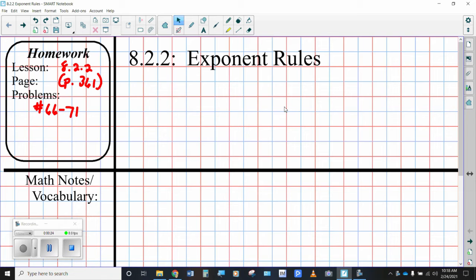But that was just an introduction with the most basic type of exponent operation, where you're multiplying two powers together. Today, we're going to take a look at that and expand on it a little bit, and then introduce a couple more properties where you're doing something a little bit different than just multiplying two powers together. So let's go ahead and get to it.